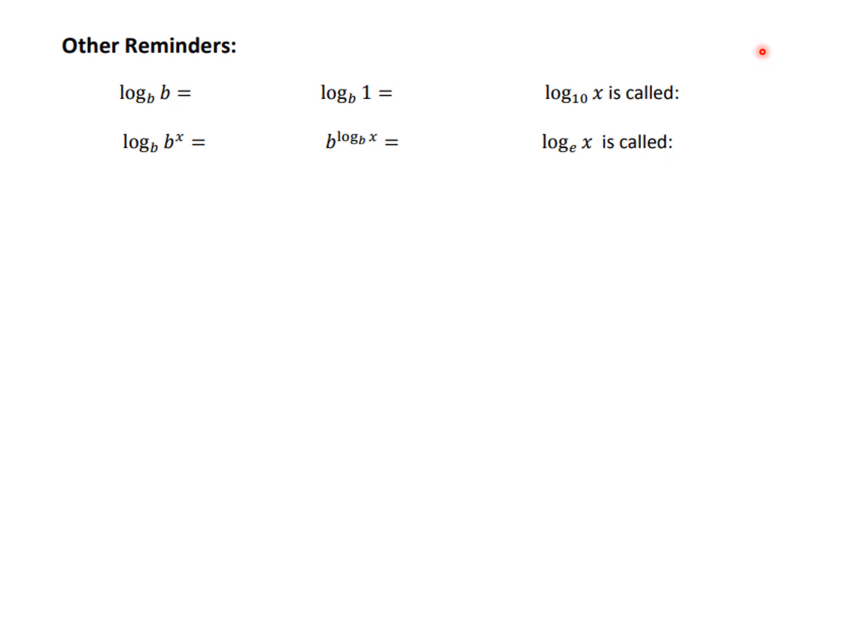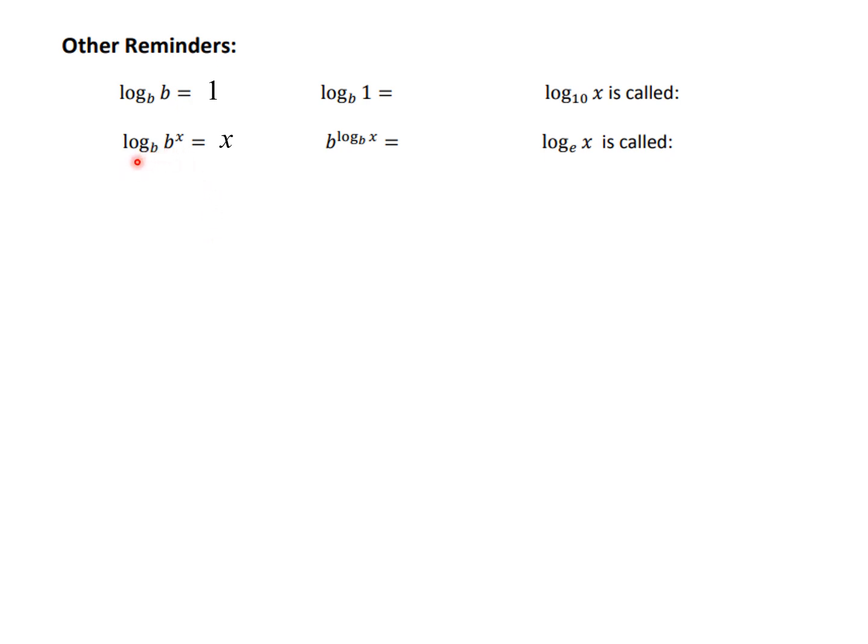Okay, other useful properties that we can use from time to time: the log to the base b of b is just 1, because b to the first equals b. Anything to the power of 1 is itself. And that follows. If we look at this one now, using the power rule, bringing the x out front to get x times the log base b of b. Well, log to the base b of b is 1, and x times 1 is just x. So that follows, that we get this.